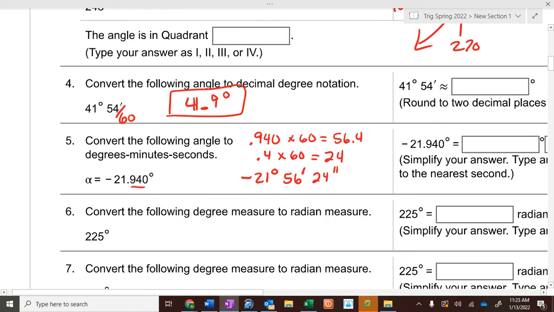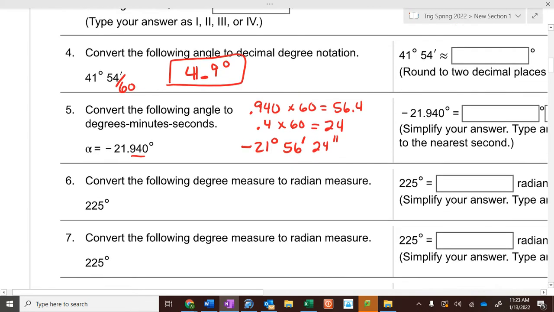Degrees, minutes, seconds. So you just cut off the decimal part, multiply by 60. Cut off the decimal part, multiply by 60. Okay? And the whole number part is what is there.